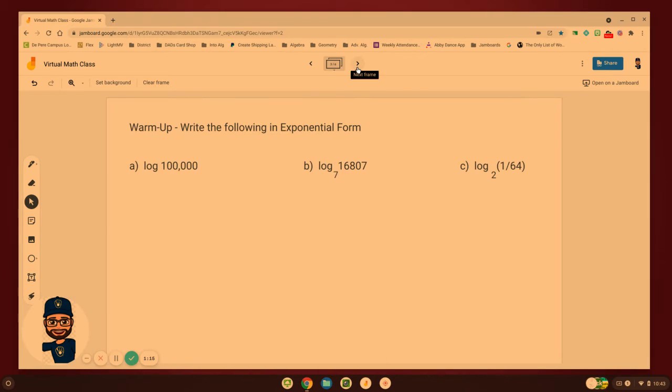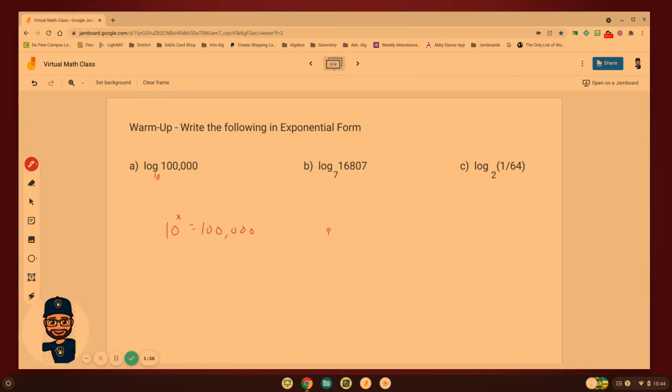From yesterday, if you've already attended the live session, you should be able to do this slide. So pause the video and try to rewrite these in exponential form. Letter A. Remember, we talked about if there's nothing down here, it's base 10, the common base. So we write it as 10 to the power of x equals 100,000. In other words, 10 to what power would give us 100,000? And thus we can find that answer. Remember, if there's not a base number, the base is 10.